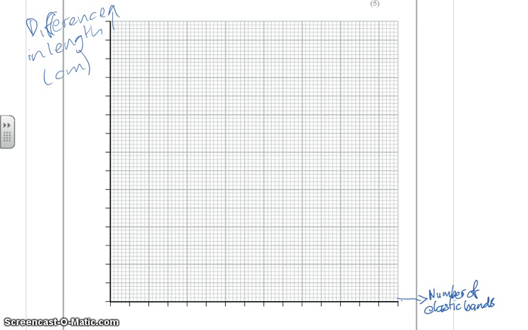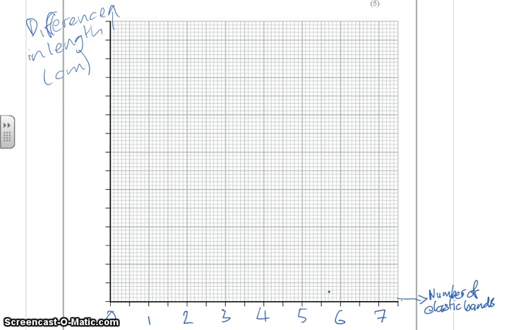So we need to come up with a suitable scale, and that should always fill up as much of the grid as possible. So they've been nice to us. If you look at these big squares here, there's 6 of those going across the bottom, and we need up to 6, because that was the maximum number of elastic bands in the question.